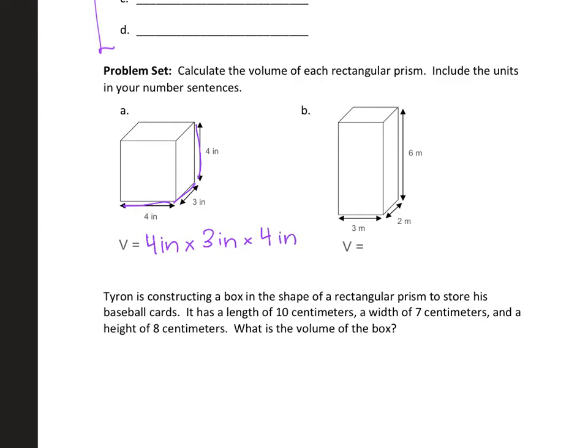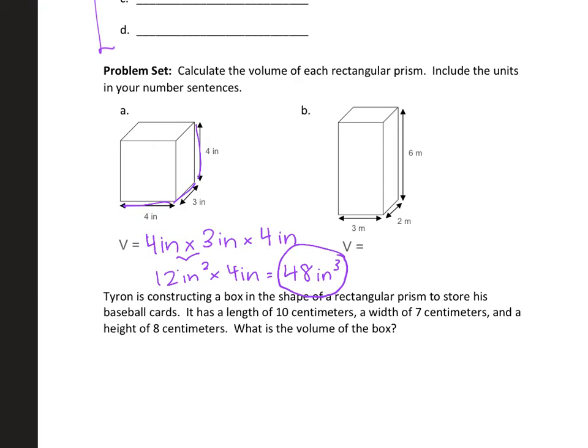and then 4 times 3 is 12 inches squared, times 4 inches is going to give us 48 cubic inches. Okay, and don't forget to include those units.